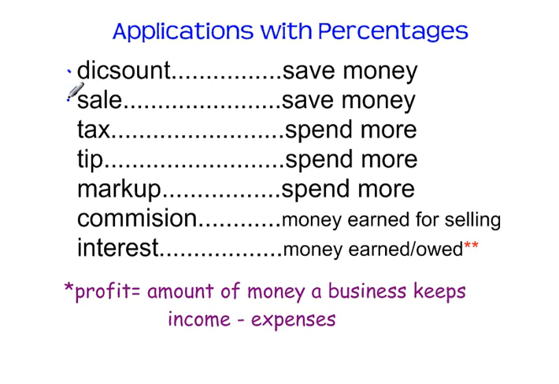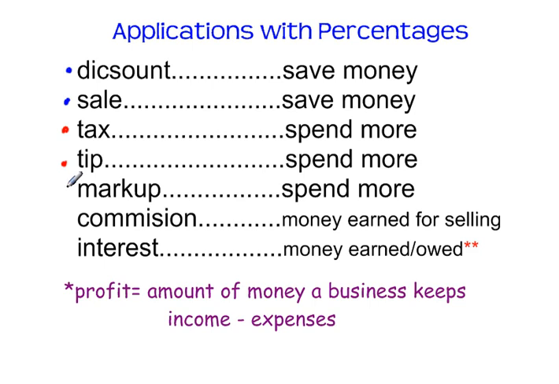Basically the same word, but I want to make sure that we have all the vocabulary that we need. Discount and sale are two cases where we save money. Now the next two, tax and tip, are two cases where we end up spending more money. Our state and our city charge us taxes on most things that we buy. And tip is something that we leave for our waiters and waitresses for excellent service.